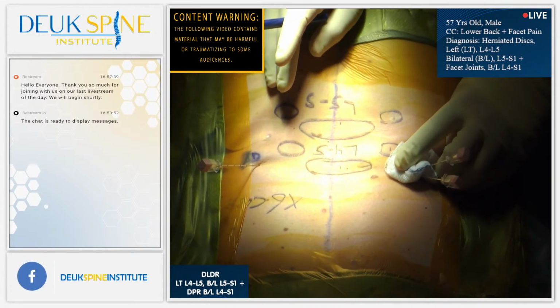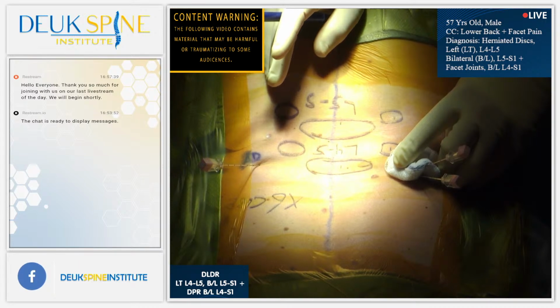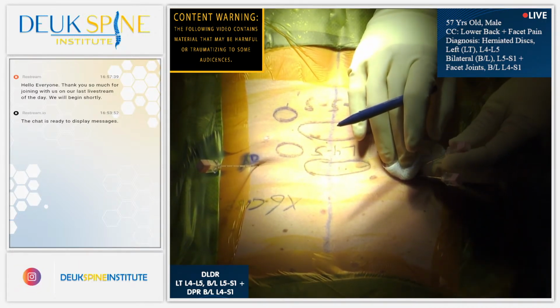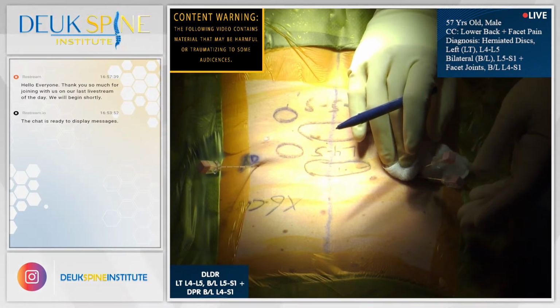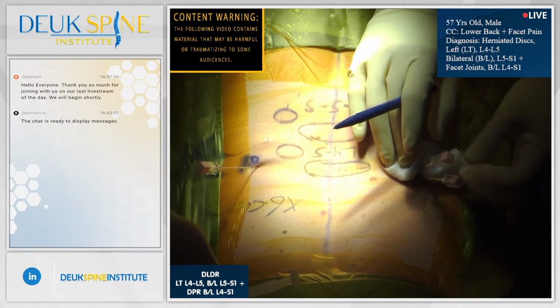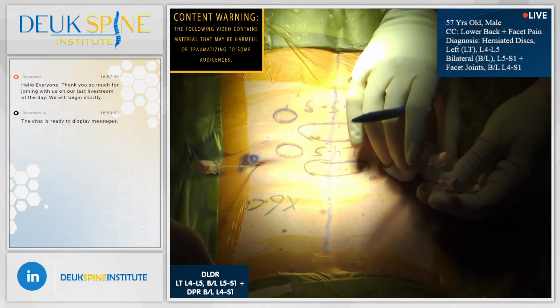All right, any questions, Henry? At this moment, no current questions. All right, well, without further ado, we're going to get started, first by placing our needles at the L4-5, and then I'm going to finish the L5-S1.